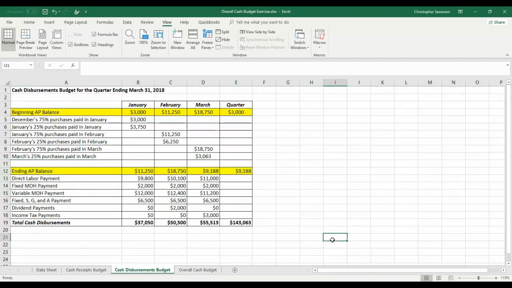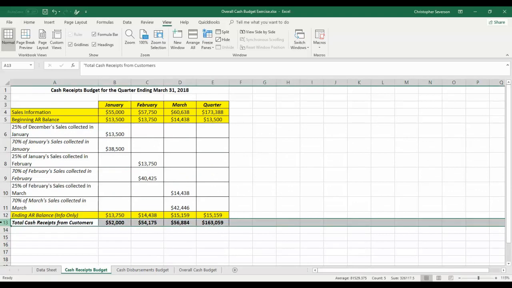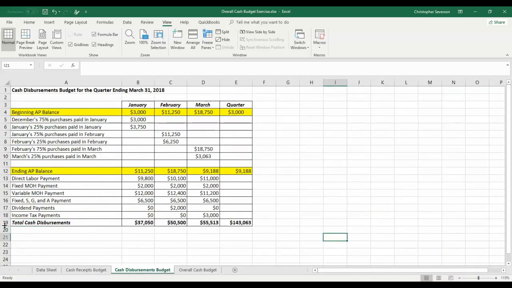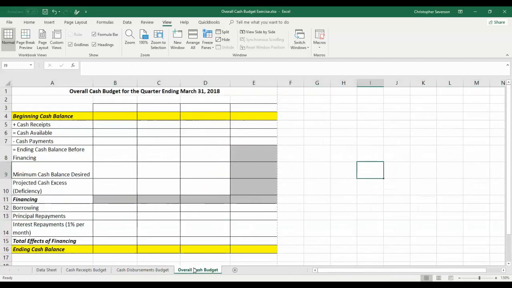But the interesting thing is that the only pieces we need from these budgets are the total cash receipts at the bottom and the total cash disbursements. That's all we're concerned with. The detail is here if we want it, but for our overall cash budget, we just need the totals. So I have a generic template here. First thing I'm going to do is fill in the actual headings.